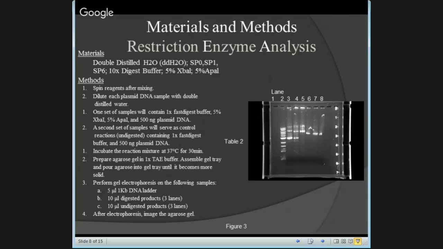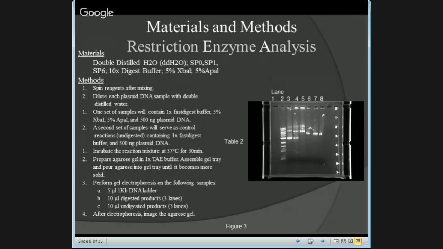So the next project is the materials and methods that we used for the restriction enzyme analysis. We used double distilled water, labeled as DDH2O, and we used SP0, SP1, and SP6, and we used a digest buffer and XbaI at 5% and AbaI at 5%.